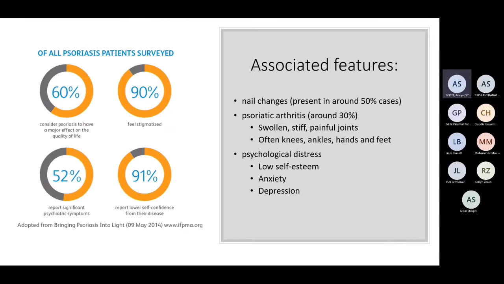So some of the associated features to do with psoriasis. So nail changes are really common. They're present in around half of the cases. And then psoriatic arthritis you might have heard of. That's also quite common, where you get these stiff, painful joints, often in the knees, ankles, hands and the feet as well. And psychological distress is really, really common in psoriasis. On the course we used to do a trip where we'd go and speak to patients who have psoriasis. And one of the recurring themes is how much stigma there is around psoriasis, because their skin is flaking off all the time and people can be quite cruel about it actually. So it's just really important to remember if you ever meet someone with psoriasis.